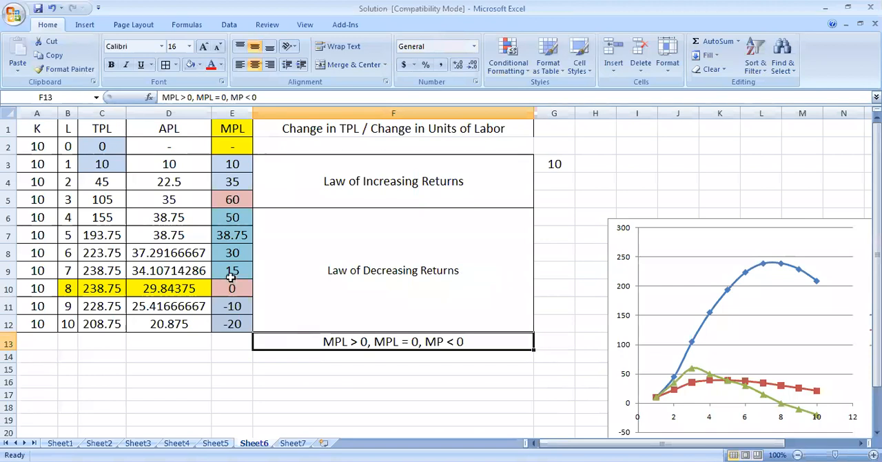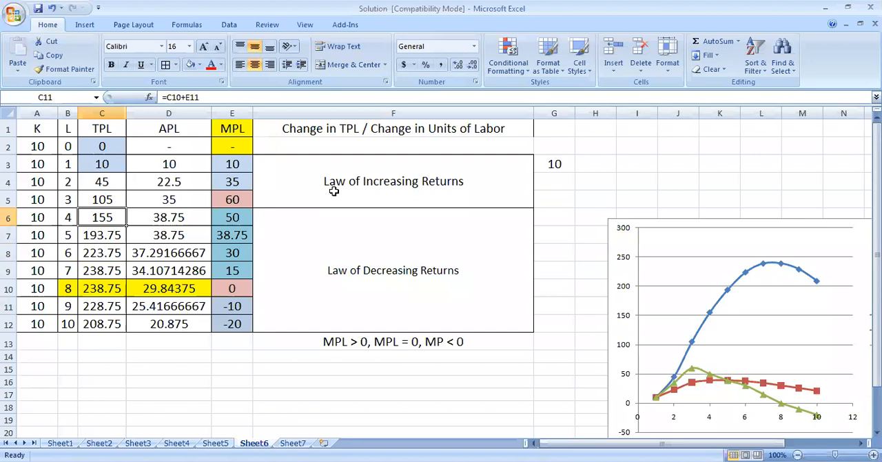If you could see, we are witnessing three phases of MPL. From 50 to 15, you could see that MPL is greater than 0. And at this particular red cell, the pink cell, you could see that MPL has reached 0. And right after this pink cell, if you could see the next values, the MPL has turned negative, right? These are the three phases we are experiencing within law of diminishing returns. But within law of increasing returns, MPL is greater than 0 and it is increasing, okay?